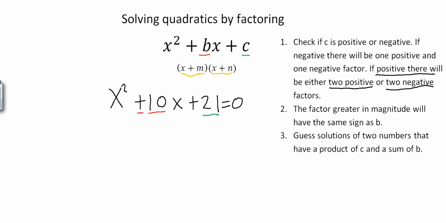We need to guess two numbers that have a product of c and a sum of b. That means we're going to have m times n needs to equal c, and m plus n needs to equal b. So this is our product, and this one is our sum.